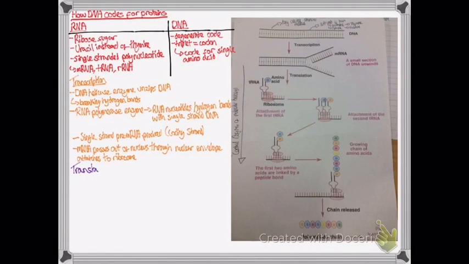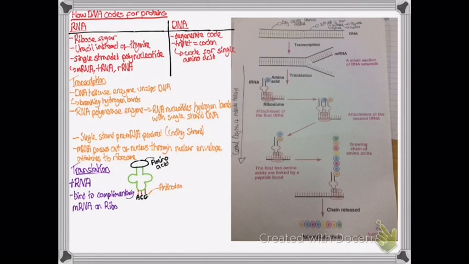So translation involves tRNA, so transfer RNA molecules. They are clover-leafed in shape, as you can see there, and they have bound to them an amino acid at one end and an anticodon, which is a complementary codon to a codon on the mRNA. That's called our anticodon. That is on the opposite end. So what happens is tRNA molecules bring their amino acids and bind to the complementary codon on the mRNA molecule.